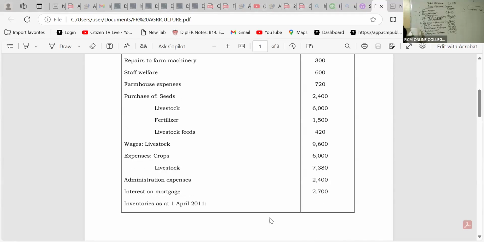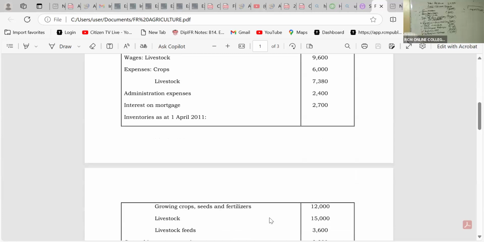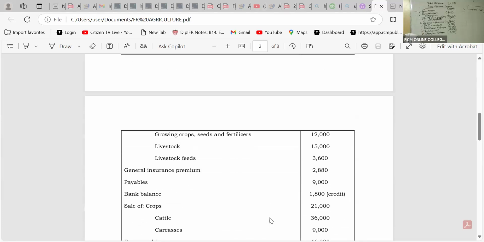After interest on mortgage, ladies and gentlemen, what are we able to see down here? We have the general insurance premium. You have to be very bright. They have given us a figure of 2880.